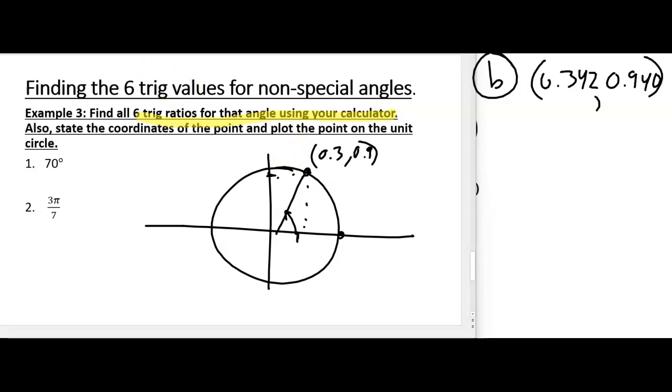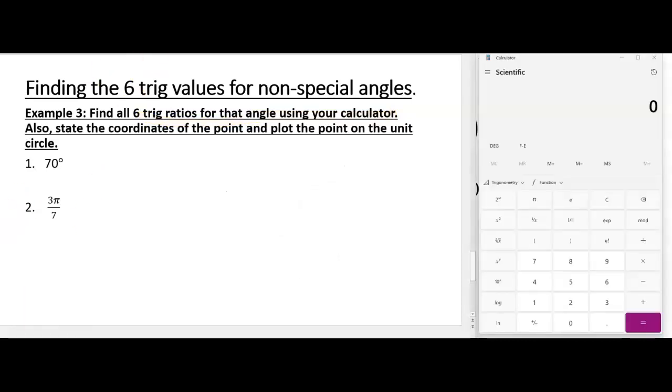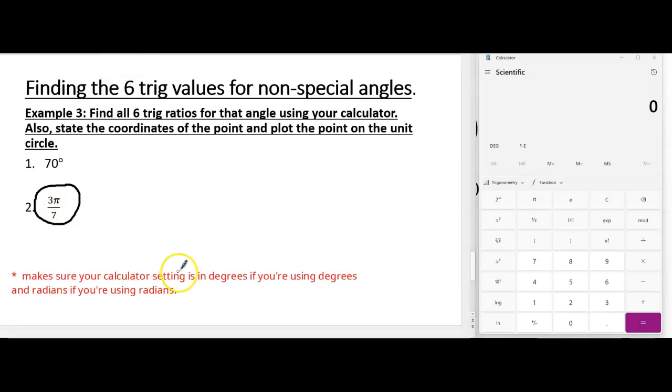So let's go ahead and take a look at our next one. Now, our next one is in radians. And for these ones, it's important to make sure that your calculator is set to radians. So that's a helpful little note there you might want to add into your notes. Make sure your calculator is in degrees if you're doing degrees, and make sure it's in radians if you're using radians.